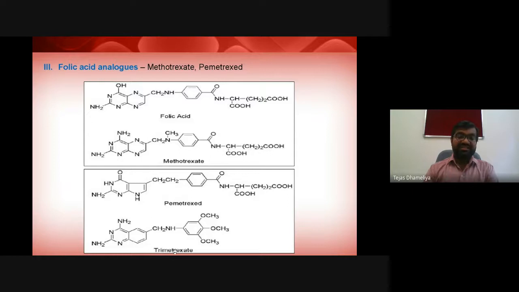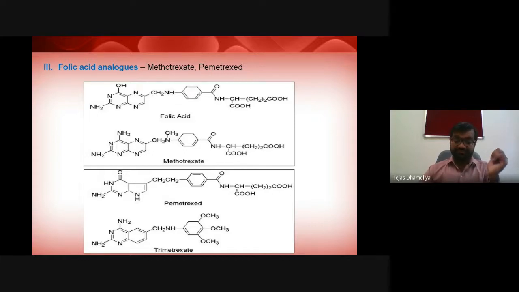Then another drug is trimethoprim. In trimethoprim the entire glutamic acid is removed, the phenyl ring is kept, but the phenyl ring is substituted with 3 methoxy groups, present on the third, fourth, and fifth positions. So a trimethoxy benzene ring is present, and basically they are folic acid antagonists.